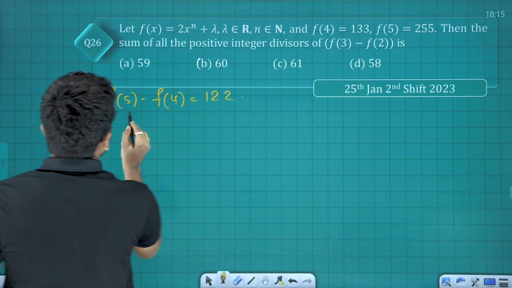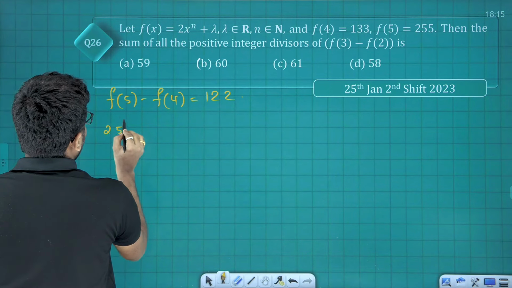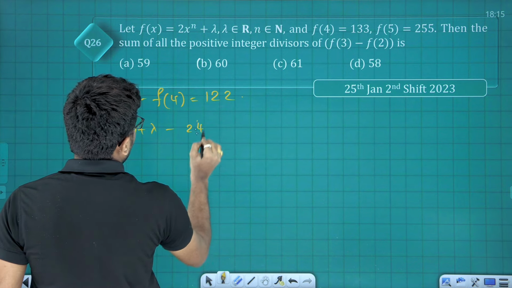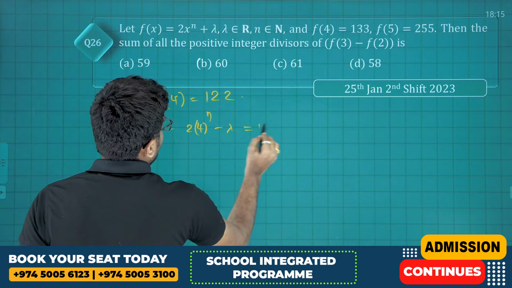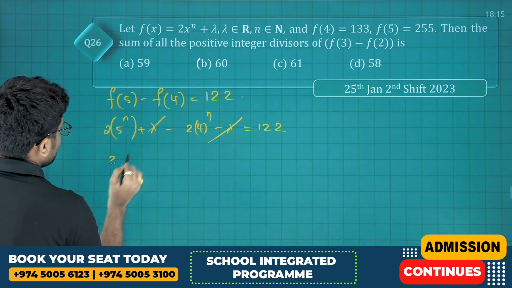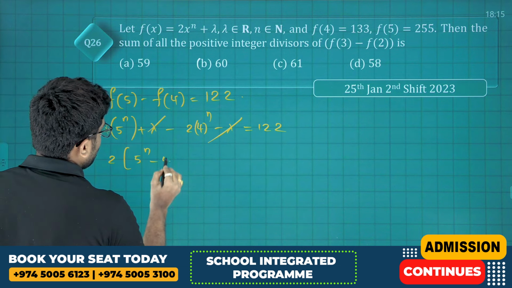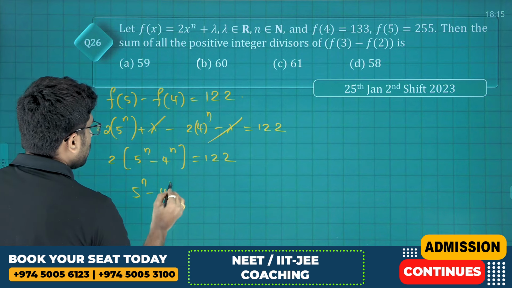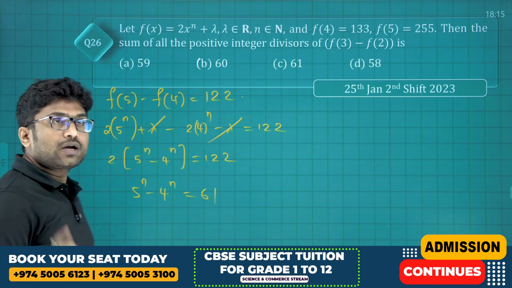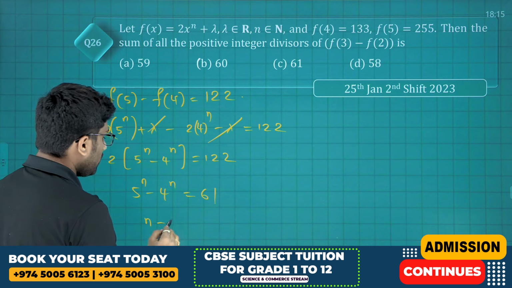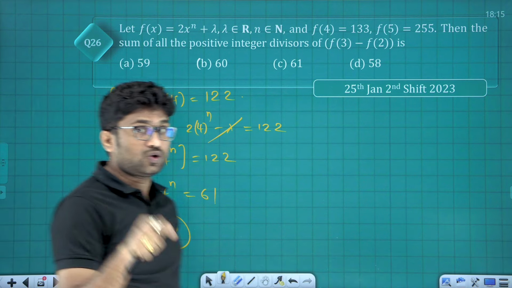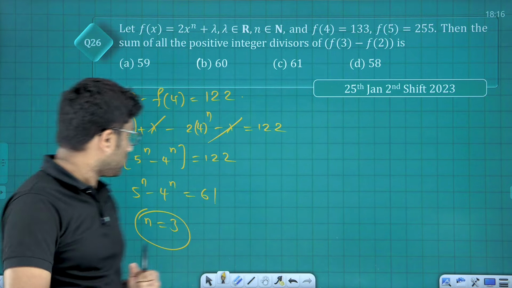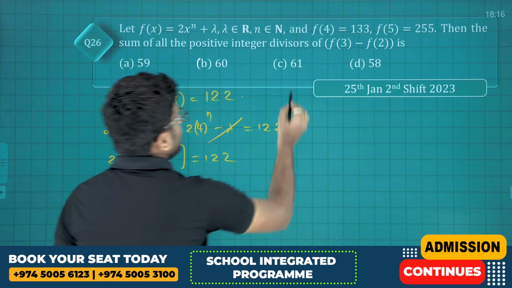Now what is f of 5? f of 5 minus f of 4 is 2 into 5 power n plus lambda minus 2 into 4 power n minus lambda, which is equal to 122. Lambda cancels. 2 times of 5 power n minus 4 power n is equal to 122. So 5 power n minus 4 power n is equal to 61. Clearly n is equal to 3, friends. See, if n is 3, 5 cube is 125, 125 minus 64 is 61. So clearly n is equal to 3.